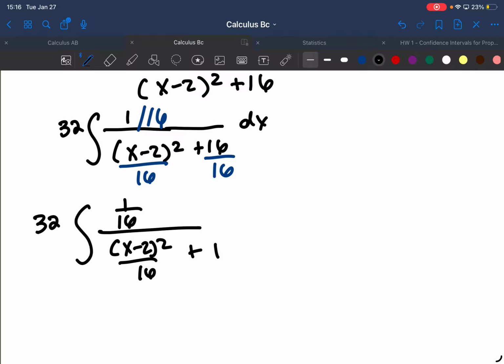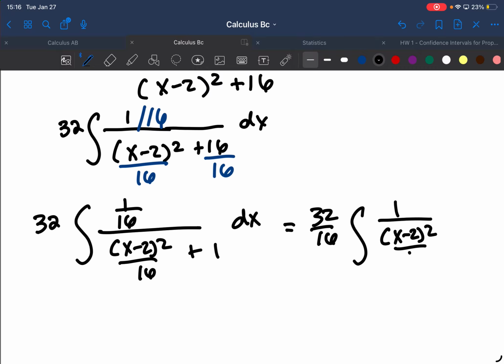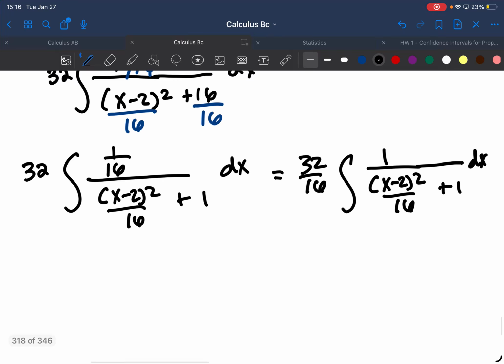Do you see how we're getting closer to arctangent? Yes. I can take the 1/16 out from the top. So I have 32 over 16 integral 1 over x minus 2 squared over 16 plus 1 dx. I'm getting closer. Okay, now what? What am I supposed to get in order for it to look like arctangent? Like u squared plus 1 or something like that. So I have to do something with this.